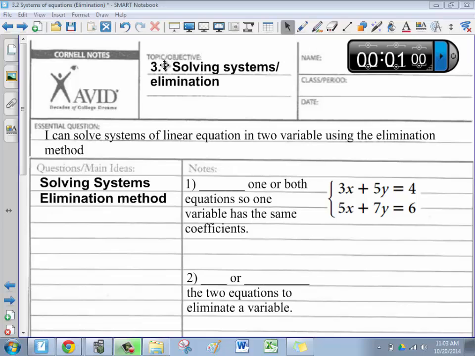We're on 3.2. Why does it say 0.1? I don't know. Mistakes are made everywhere, but that's okay, I'm human.